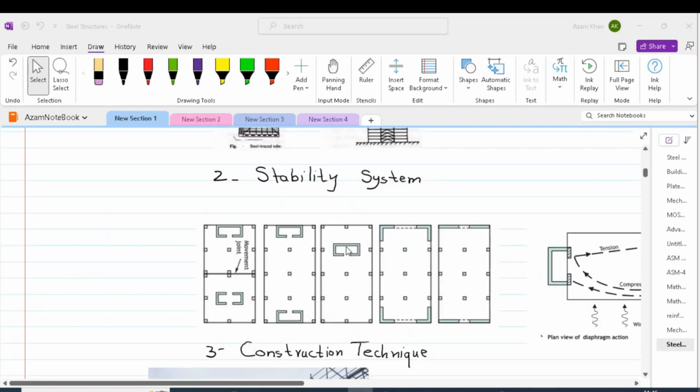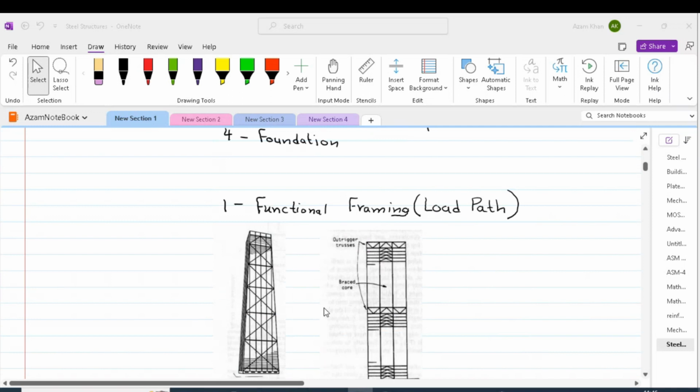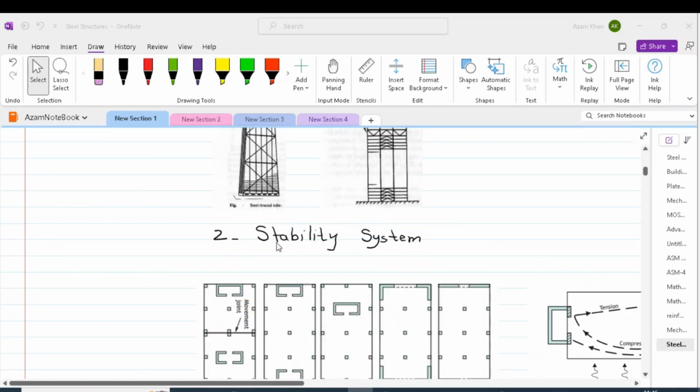The second parameter, which distinguishes one structural form from another, is the stability system. The stability system of a steel structure refers to the structural elements and design considerations that ensure the overall stability and integrity of the structure, especially under various loads and environmental conditions. Stability of a steel building is crucial for its safety and performance throughout its service life. Some of the key components of the stability system are as follows.